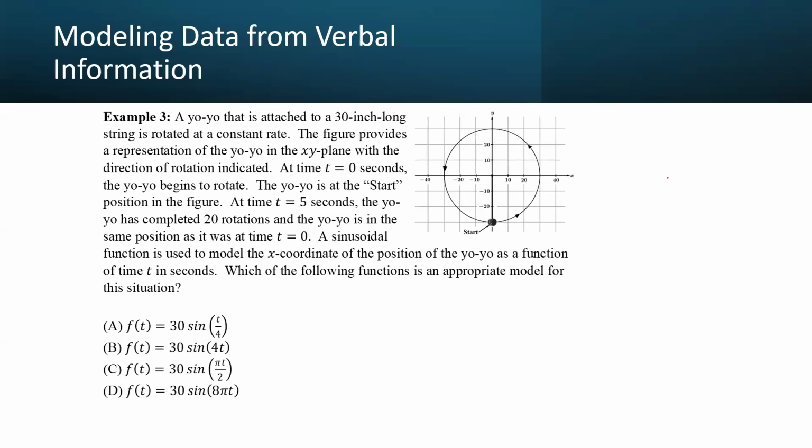All right, so first thing first is finding the period. The reason why we find the period first is because then we can find our B value. Does that make sense? So finding the period, P equals 5 seconds, and you get 20 rotations, which means your period is 1/4 seconds per rotation. Does that make sense?